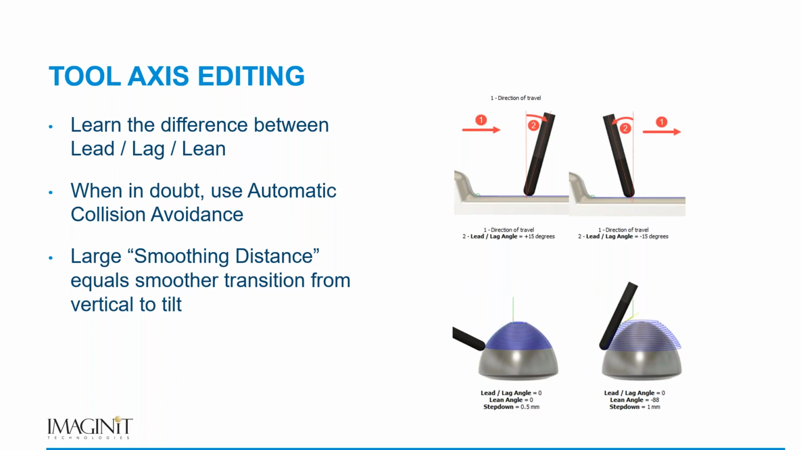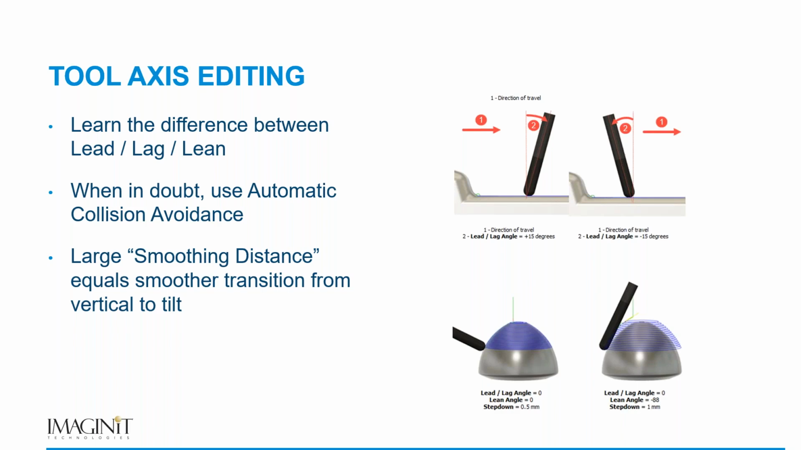What you also get is the ability to turn on automatic collision avoidance, which will find anywhere in your tool path you have a collision between the holder and the stock or the tool and the stock. And it will automatically tilt the tool to avoid that collision. And it only tilts it enough to clear. It doesn't flip it around horizontally. It just tilts it to be clear of your part.